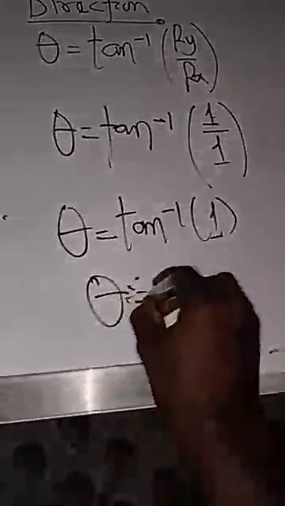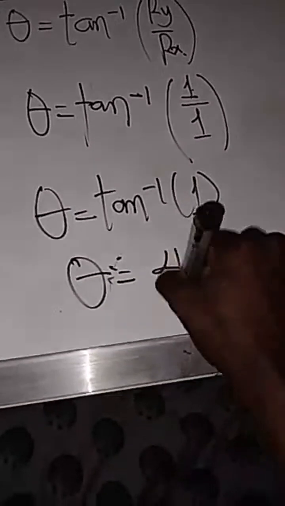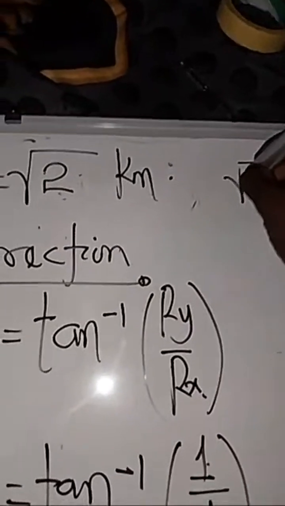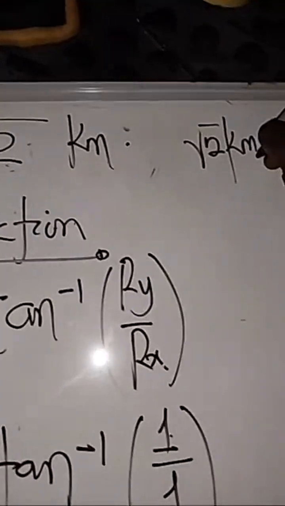Therefore, if I find the tan inverse of 1, my answer should be 45. So what is my final answer? My final answer is 45 degrees east. And if you check the options, none of them, I'm just joking. Option A is the only option that has 45 degrees east. So my final answer becomes root 2 kilometers, 45 degrees east. Option A. And there you have it.